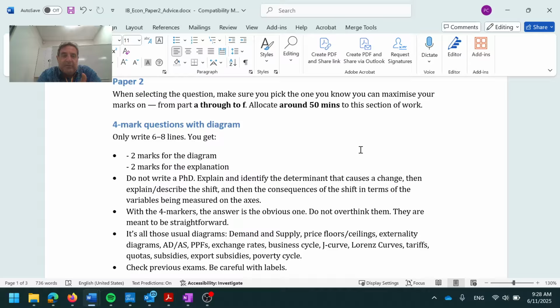So the second sentence should be to describe or explain any shift that might happen, and then the consequences of that shift in terms of the variables being measured on the axis. So if you're doing AD-AS, one of the determinants of those two curves will change. You explain the change, then say in which direction the AD or AS curve shifts, and then you would make some kind of comment about what might happen to the price level or real GDP or unemployment, whatever it is that's being measured on the axis.